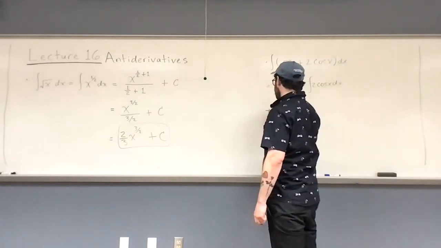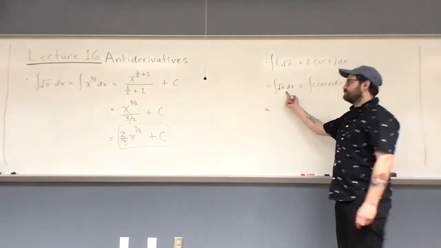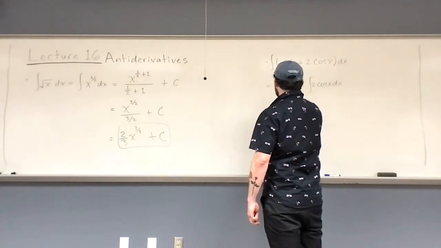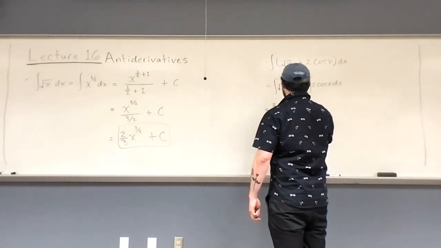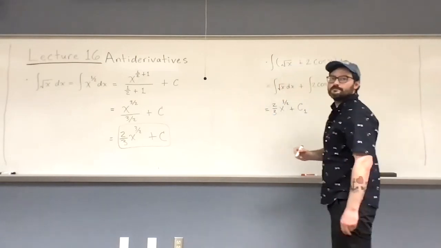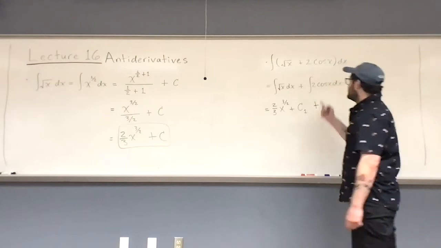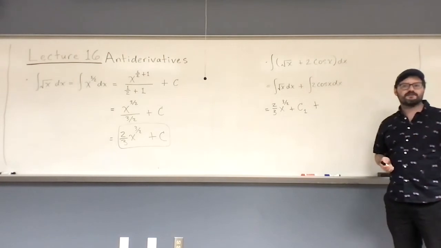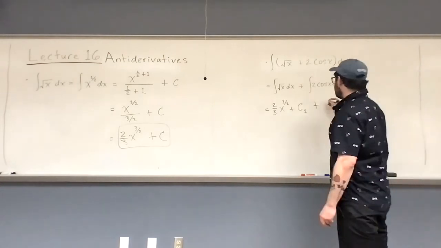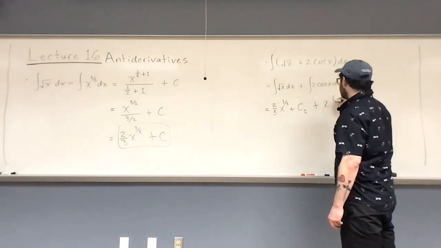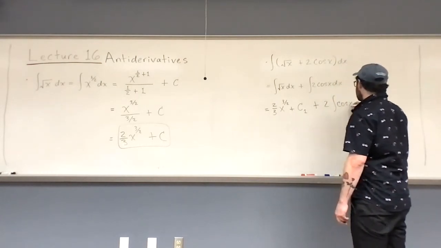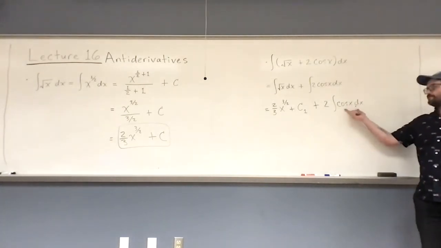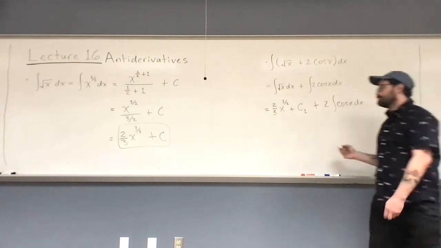1. Furthermore, we already know what that is, right? This is 2/3 x to the power 3/2 plus some constant, call it C1. Plus, now, that constant, think about taking derivatives, right? We can always take the constants out. The same thing applies with integration. So we can just take that constant out. And then the indefinite integral for cosine x is just sine x plus c, right?